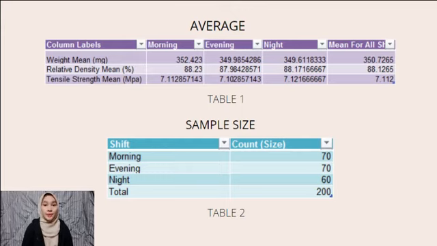We do the same for relative density and tensile strength characteristics. It's just that each characteristic is in a different SI unit. The resulting data is as you can see in table 1 from our report.